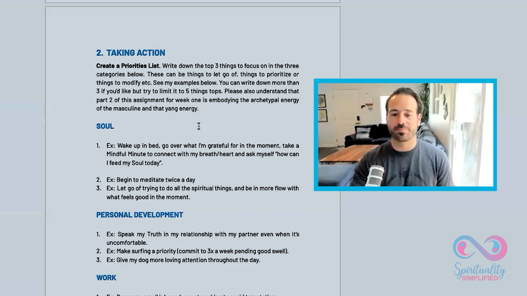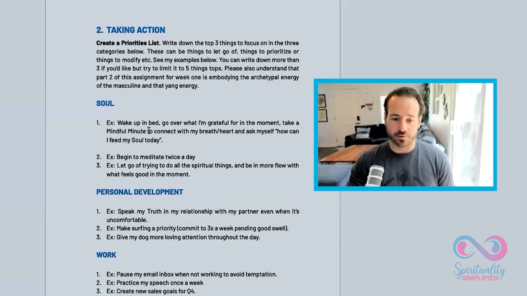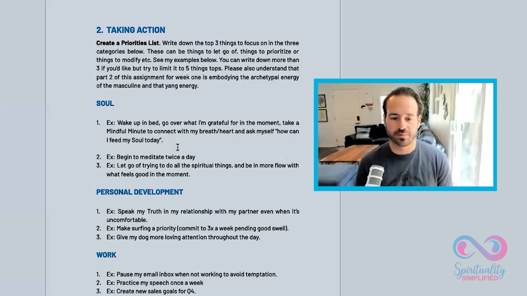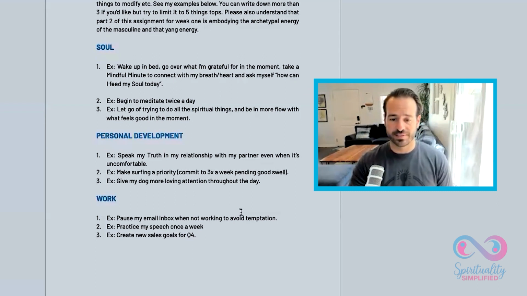So we're going to create a priority list for each of the three buckets. And as you can see here, this is just a sample one I did a while ago. You can see that I wrote for the soul. The first example would be my priority is to wake up in bed, go over what I'm grateful for in that moment, take a mindful minute to connect with my breath and my heart, and ask myself, how can I feed my soul today? Another example, begin to meditate twice a day. If that's something that you would like to do, let go of trying to do all the spiritual things and be in more flow with what feels good in the moment.